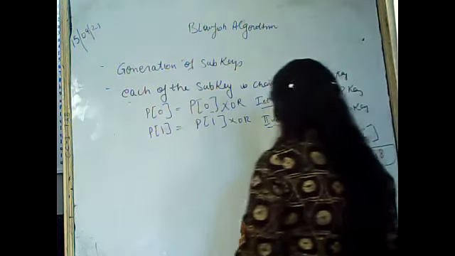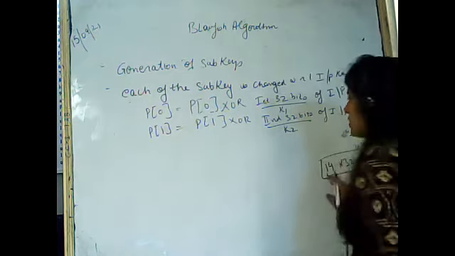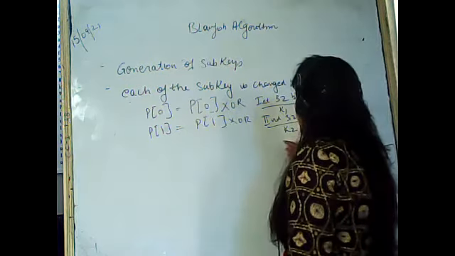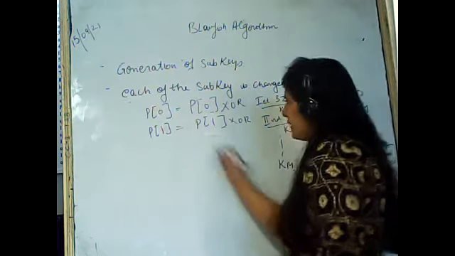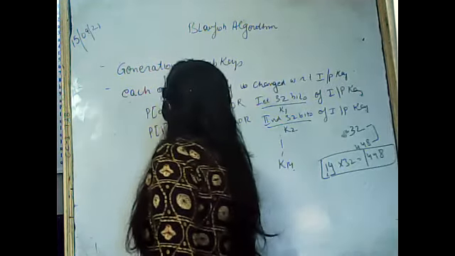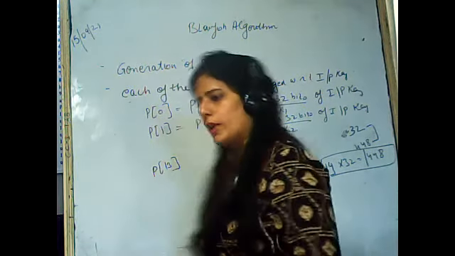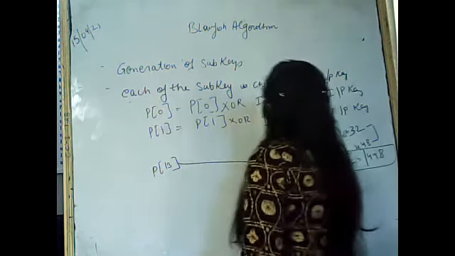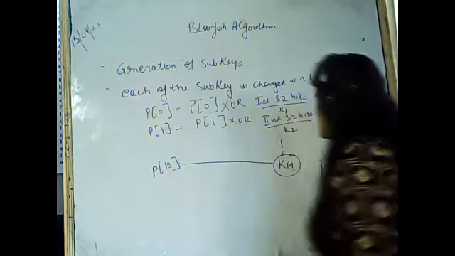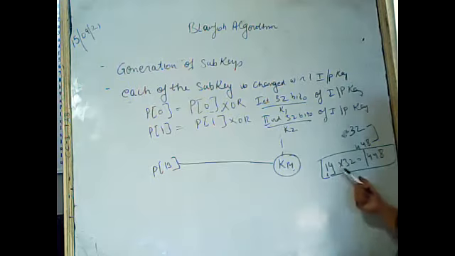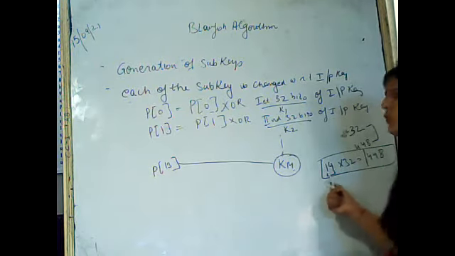But how many total keys will be there? That is K14. So K1 will be there, K2 will be there, until K14. So it will start from 0 and come till P13. Okay, so till P13, all your keys will be finished, because the maximum keys you can generate from this 448 bit is 14.